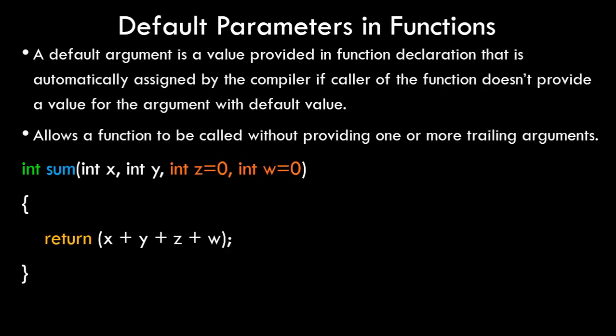Okay, so what are default parameters in functions in C++? So a default argument is a value provided in a function declaration that is automatically assigned by the compiler if the caller of the function does not provide a value for the argument with default values. Okay, it sounded a little complex, but it is pretty easy. So what essentially it means is, it allows a function to be called without providing one or more trailing arguments. Now the keyword trailing is important, and I'll explain to you in a while.